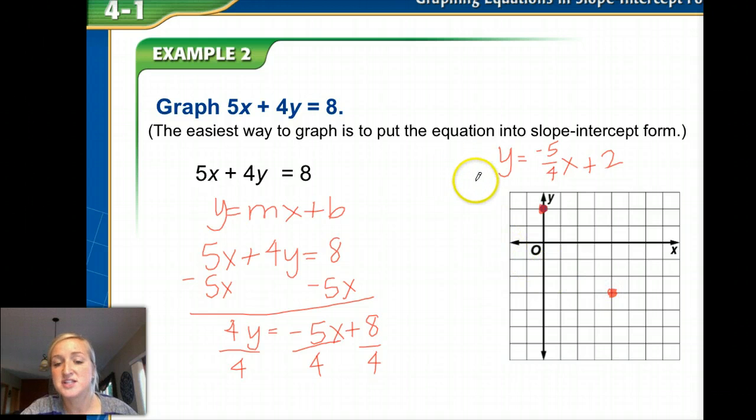Now usually, just like we've been doing, I would have you graph all 3 points, but in this case, my graph doesn't extend that high, so I'm just going to leave it just like that. And with a nice ruler, if your line goes through both points, that is your final step.